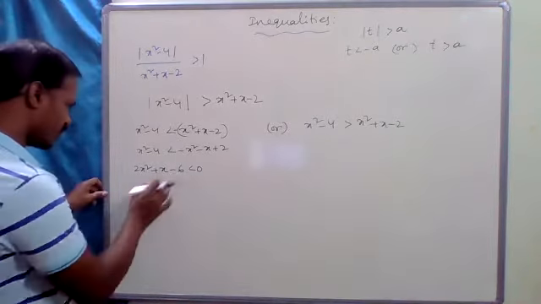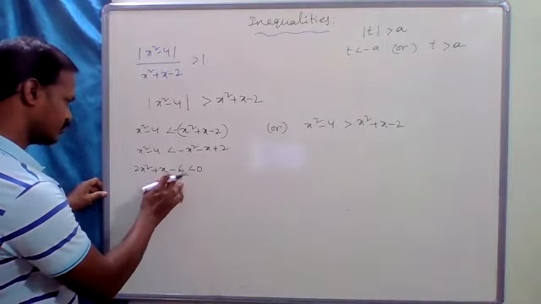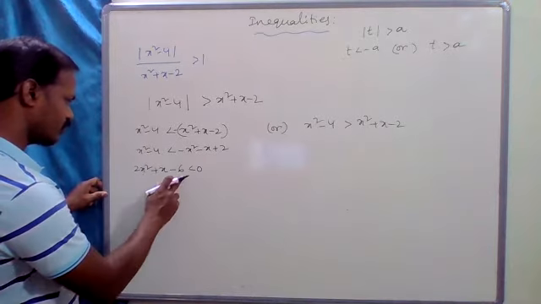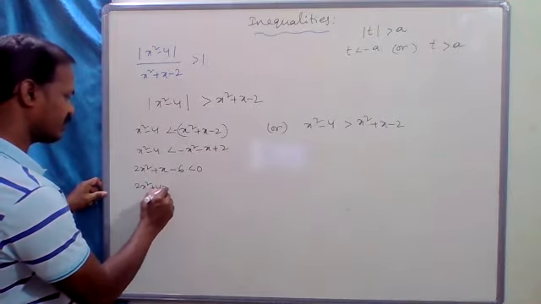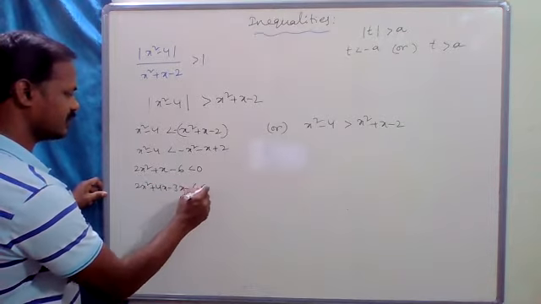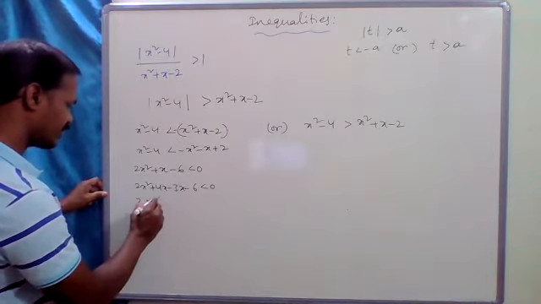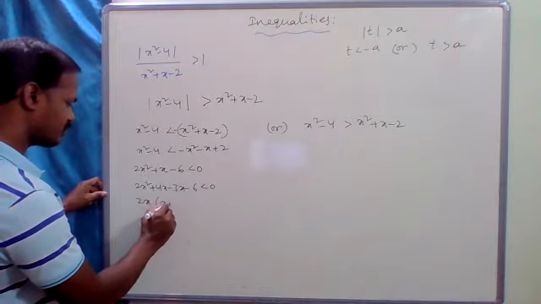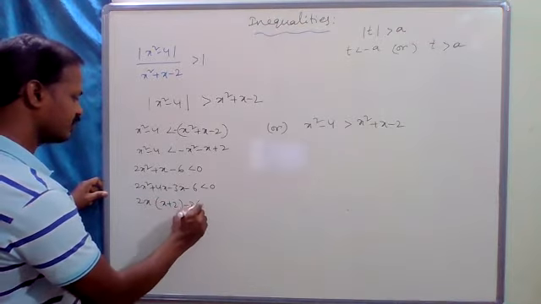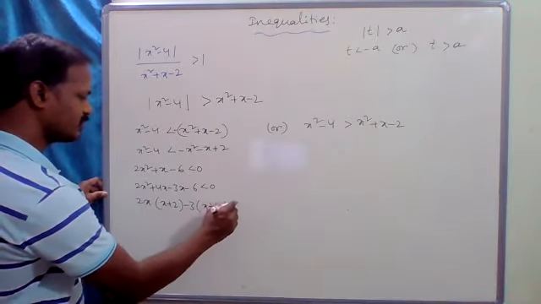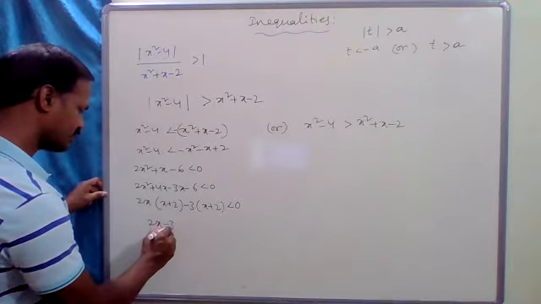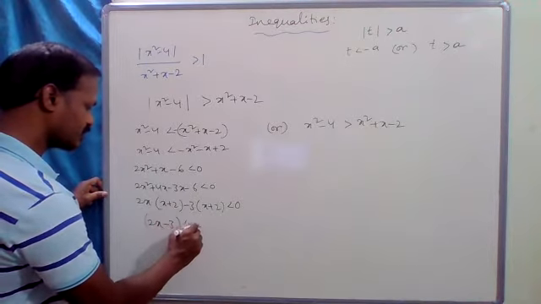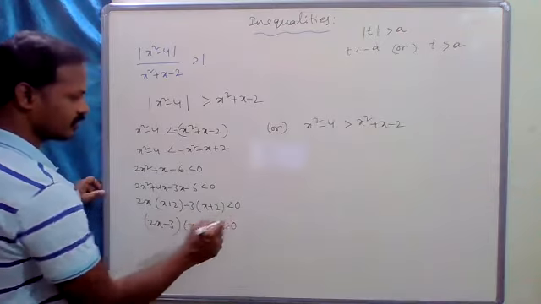Fine. Now solving this, so 2x² + 4x − 3x − 6 < 0. If you take common 2x, (x + 2) − 3(x + 2) < 0. Now this is (2x − 3)(x + 2) < 0.